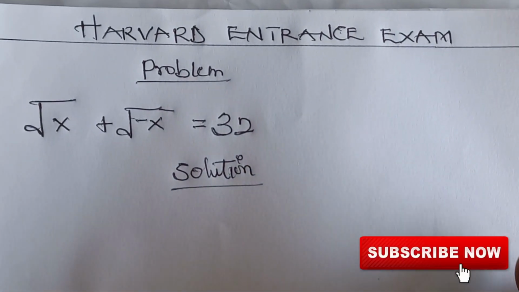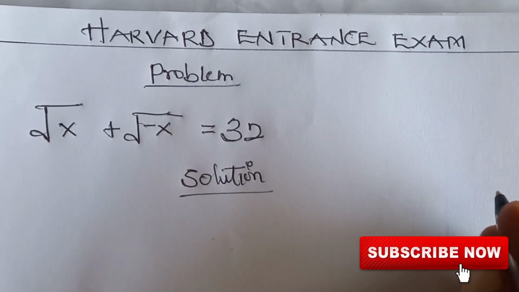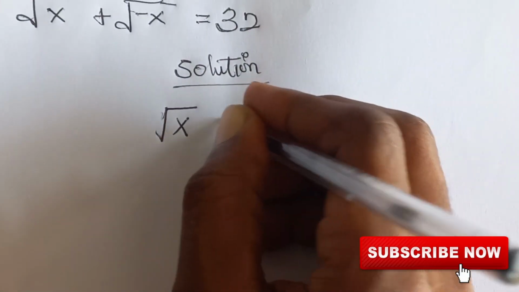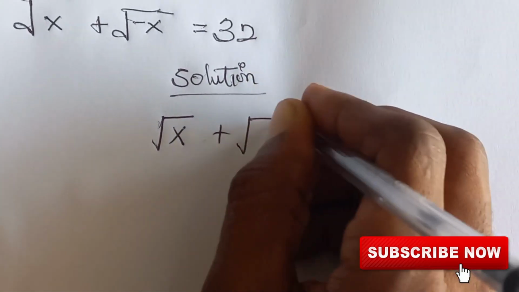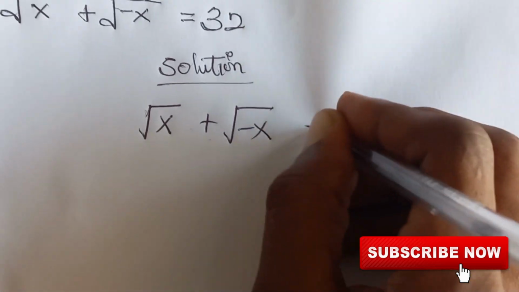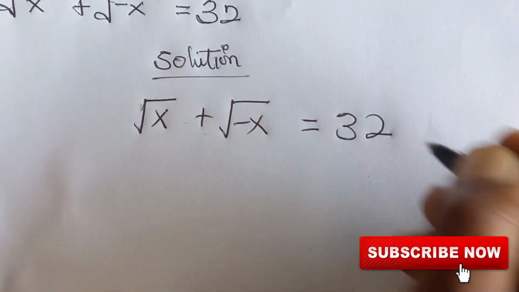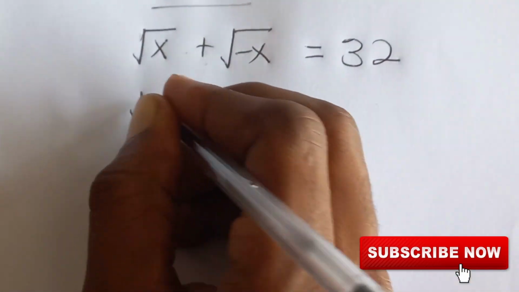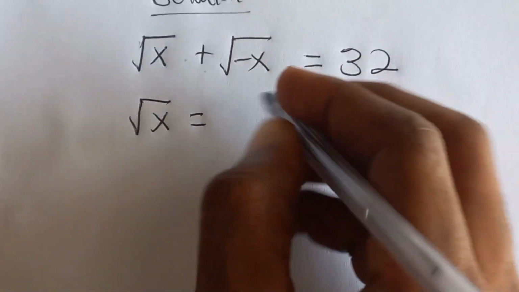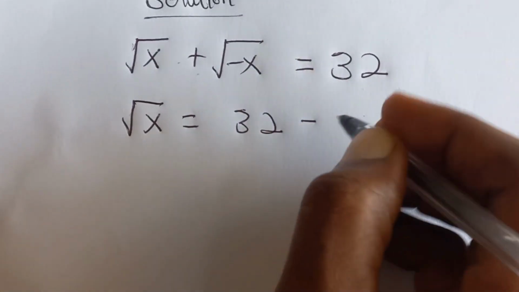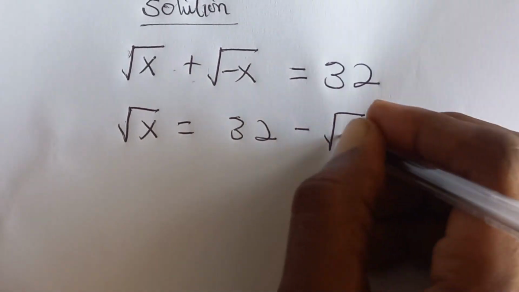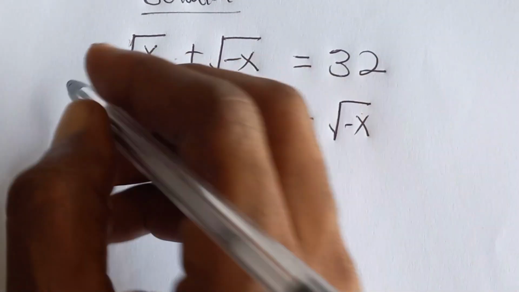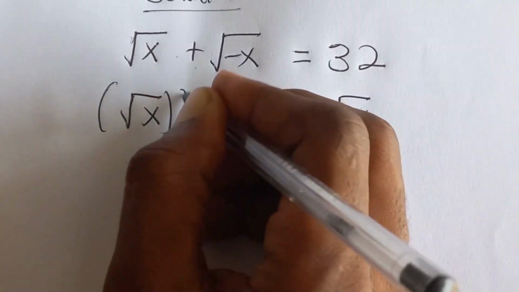So today we are looking at this entrance exam question. We have root of x plus root of negative x is equal to 32. With this, we can say that root x is equal to 32 minus root negative x. So now you can square both sides.